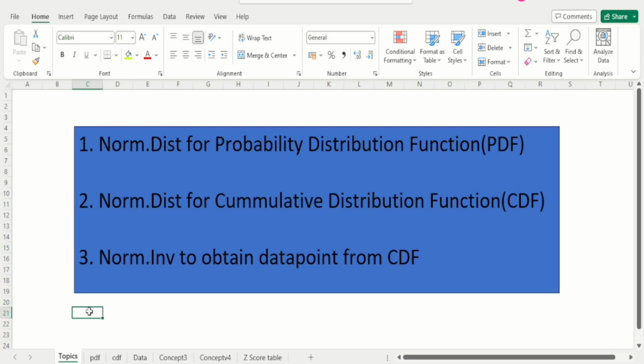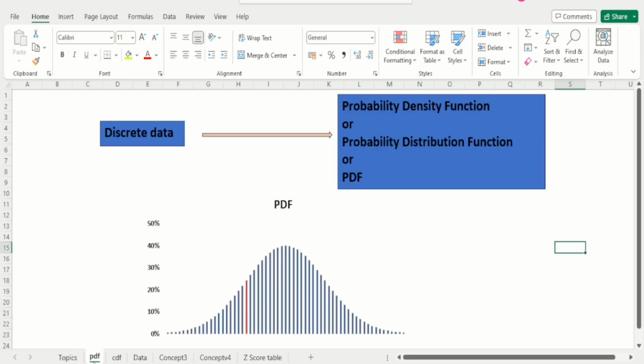So let's begin. The PDF, or the probability distribution function, is something that we have covered in a previous video as well. So I'll leave a link at the top. It's also known as the probability density function, or commonly abbreviated as PDF. One very important thing to bear in mind when dealing with the PDF function is that its primary and legitimate use is for discrete data only.